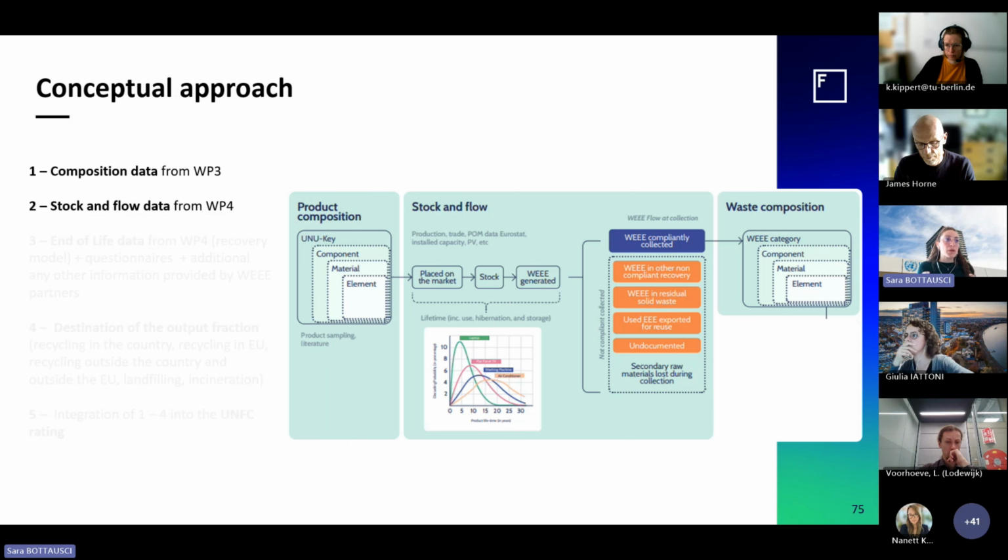Well, basically, we have initially started by using the results that the project had already developed and that were already present across the project. In particular, I'm referring to the composition data that was already produced and present in the project. And we linked the composition data to the stock and flow model that was, again, already available in the project and was presented before by Giulia.